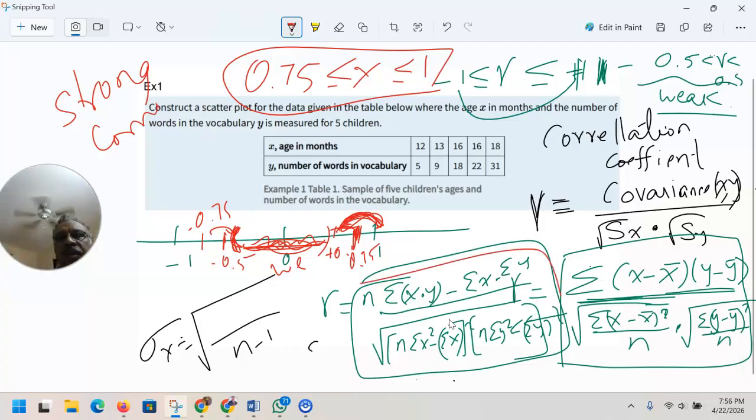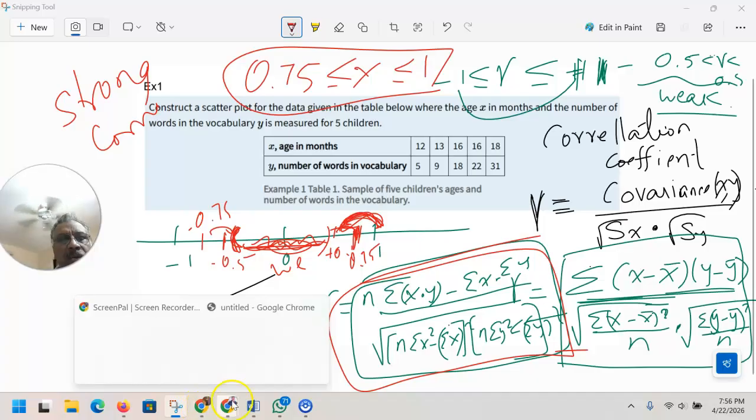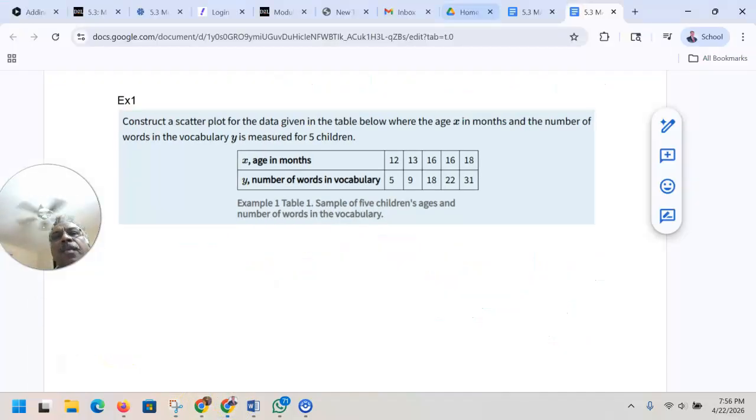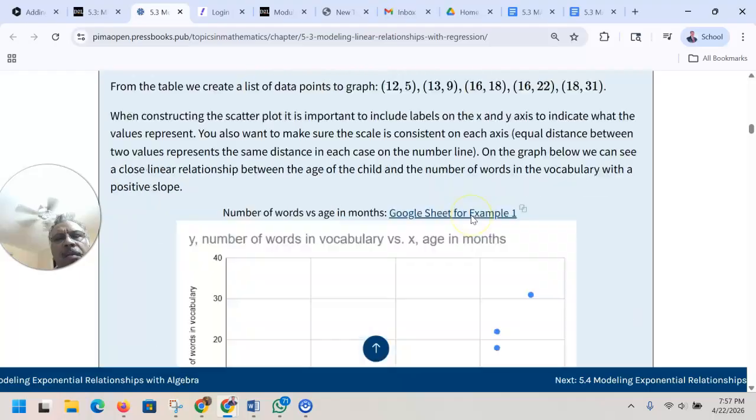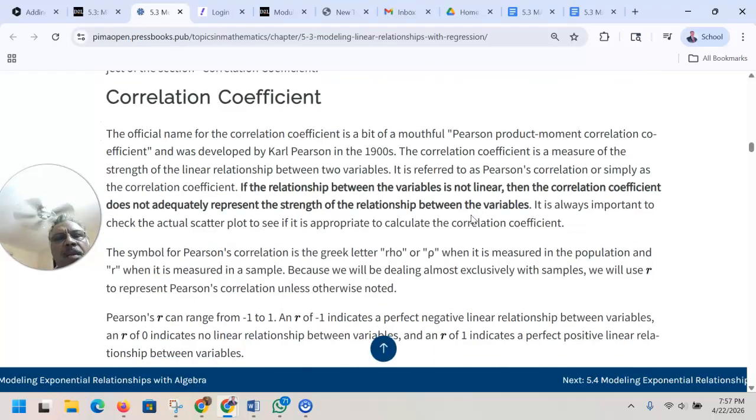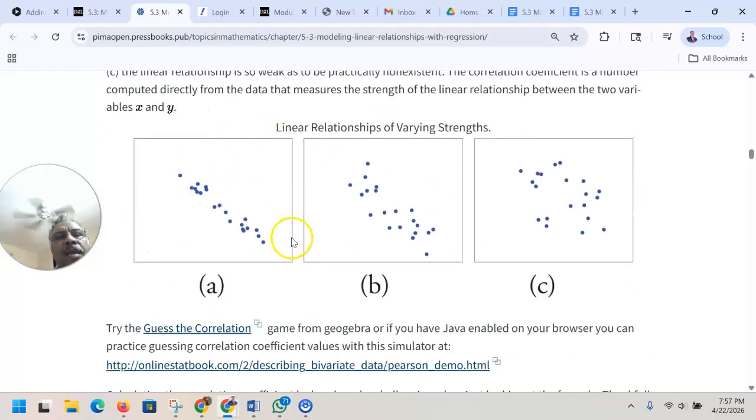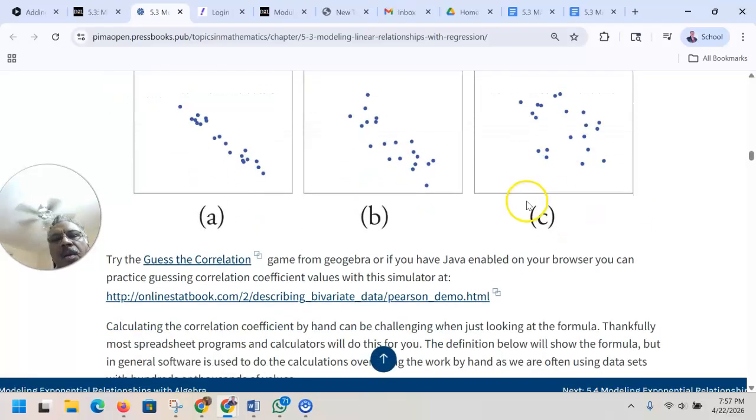This part is what the calculator does, so I'm going to focus more on the calculator. Even the Pima Community College textbook shows you detailed work on how to do it. Let me show. If you see the textbook, okay, look. This is a strong correlation, which is negative, going down. This is weak correlation, and you see this, there is no correlation.